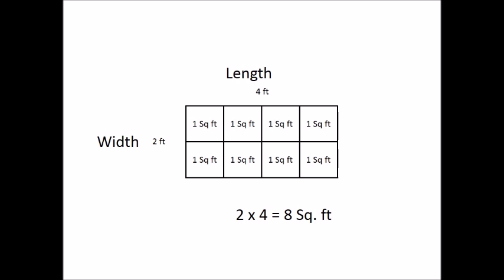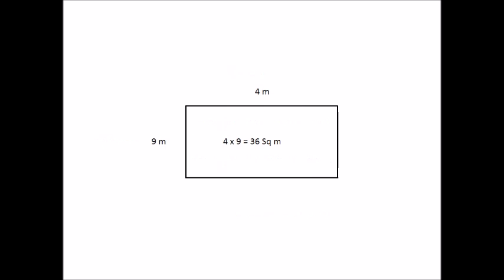That's how you do area. It's just length times width. So L times W, length times width. You're going to want to throw that somewhere on your paper. So this one, 4 times 9. 4 times 9 would be 36.